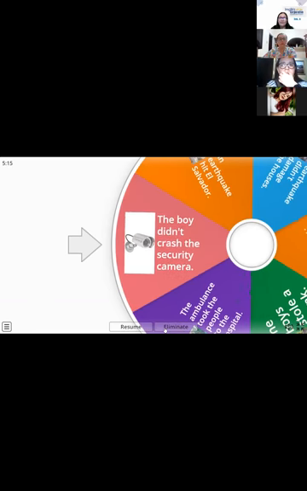The boy didn't crash the security camera. The security camera wasn't crashed by the boy. So the boy didn't crash the security camera. So the security camera wasn't crashed by the boy.